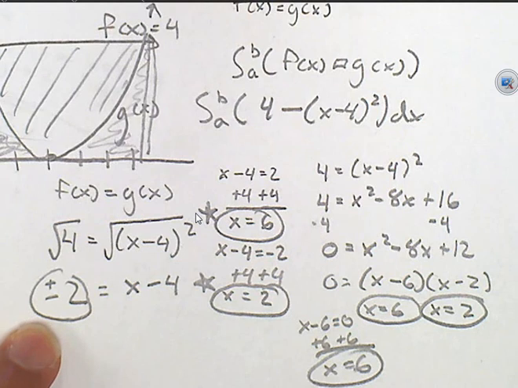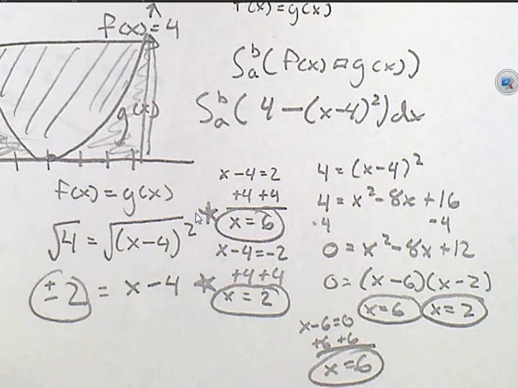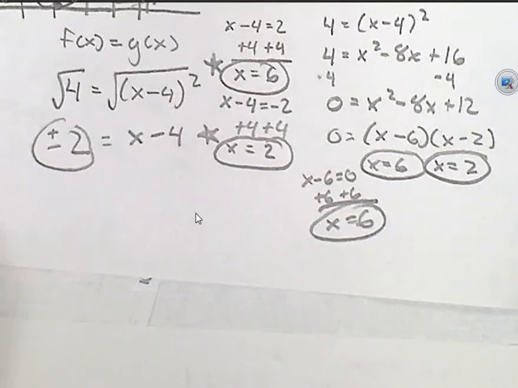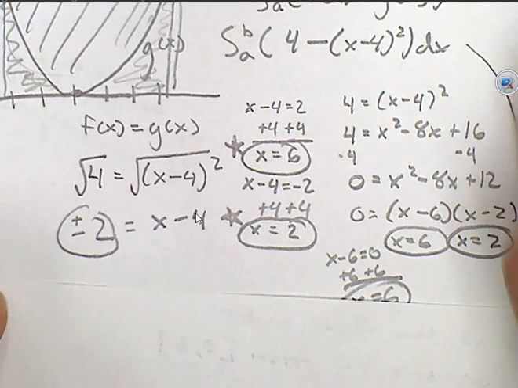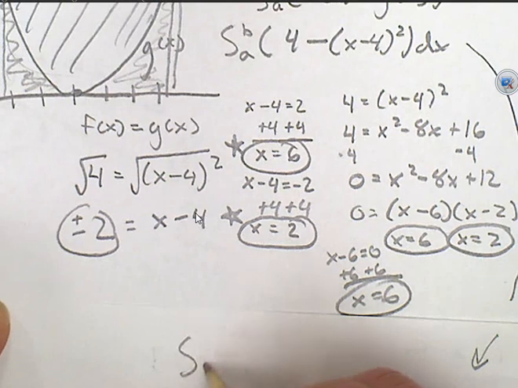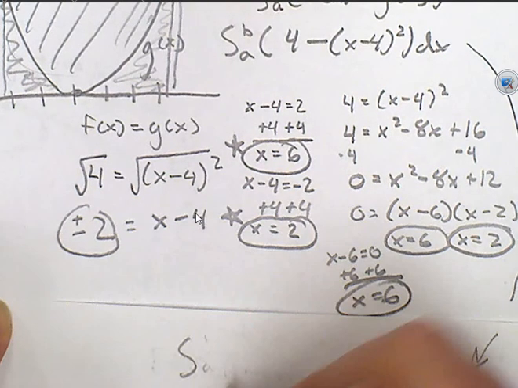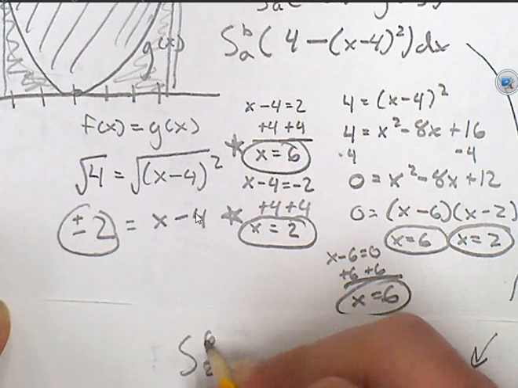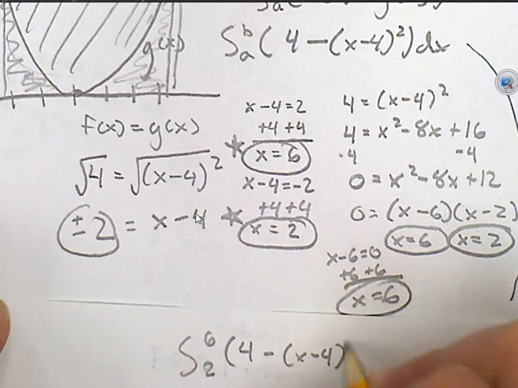So I know my integral. I need to get another sheet of paper. Now I know my a and b. So let's move this on down. The integral from 2 to 6 of 4 minus x minus 4 squared, dx.